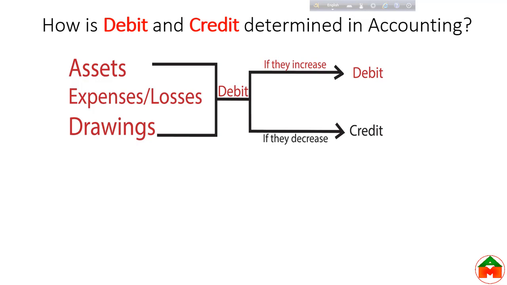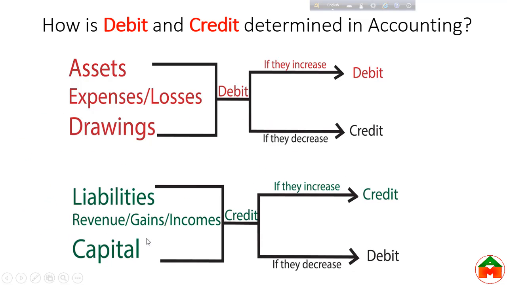Here we can see assets, expenses or losses, and drawings. These three items are considered debit in accounting, and if they increase, they will be debit. Again, I am repeating: assets, expense, losses, drawings. These three items are debit. If they increase, they will be debit. On the other hand, if these three items decrease, they will be credit.